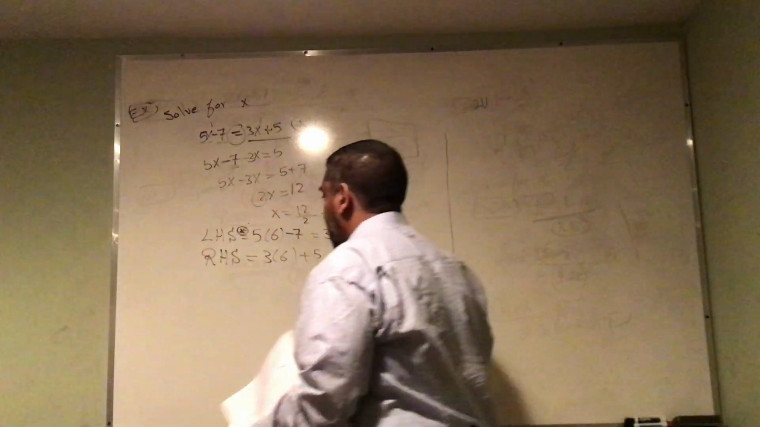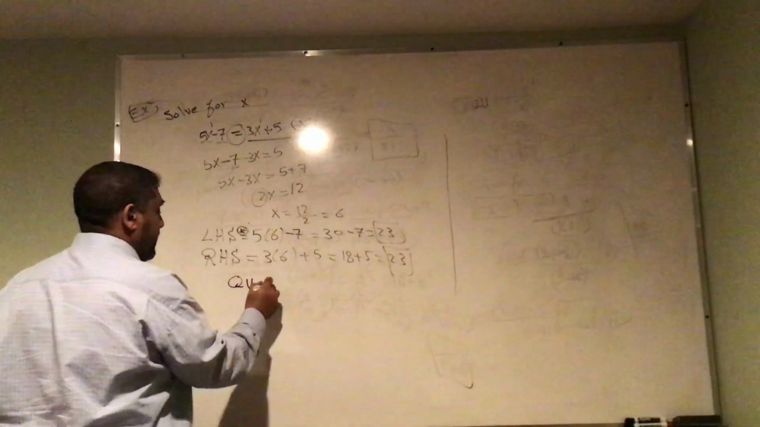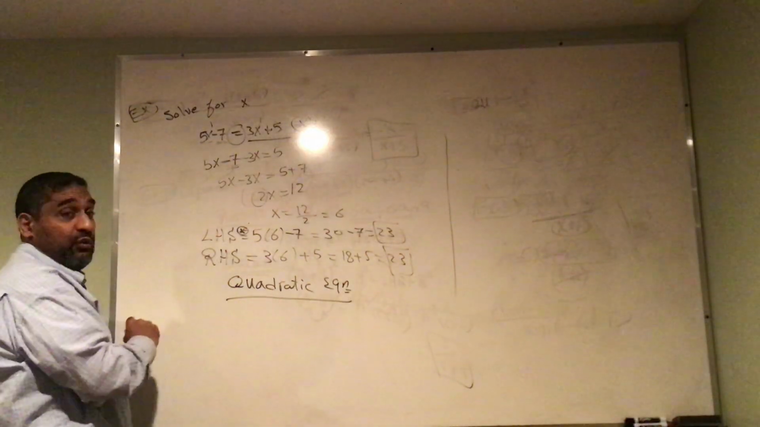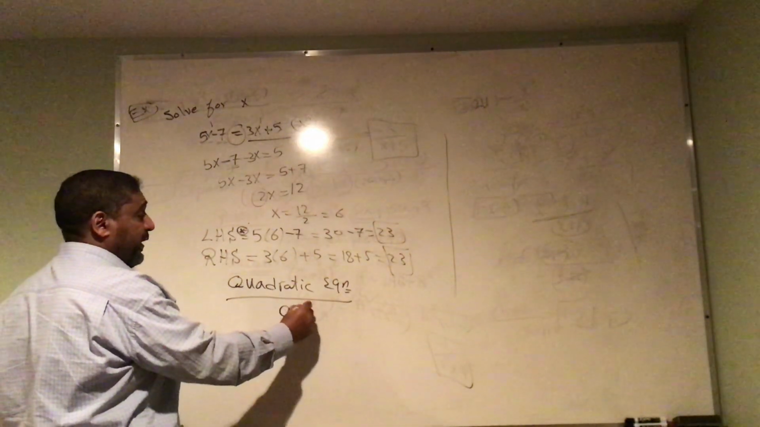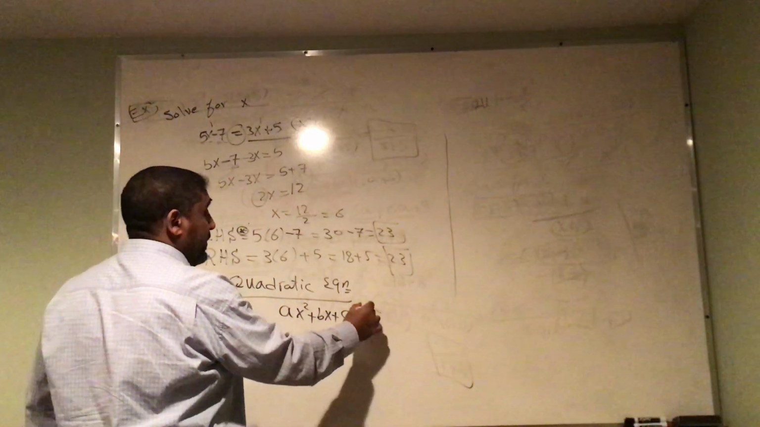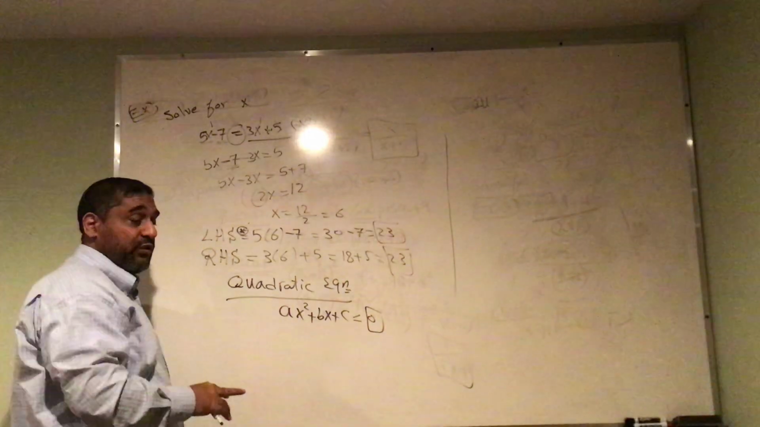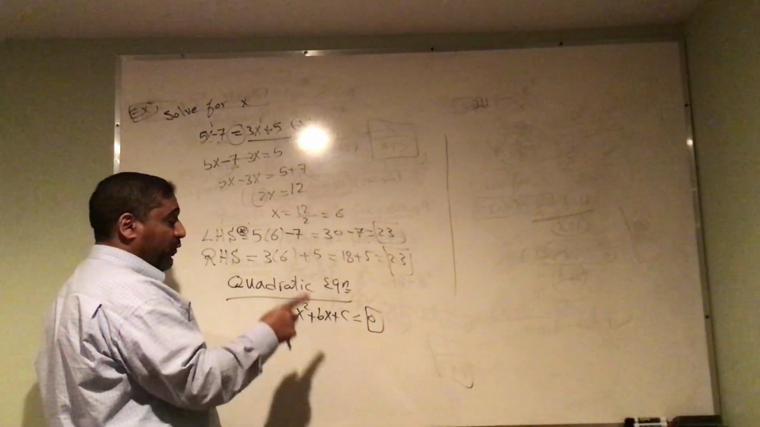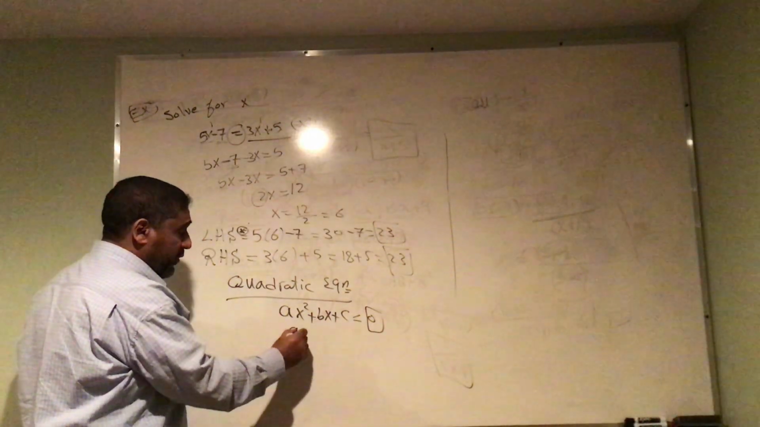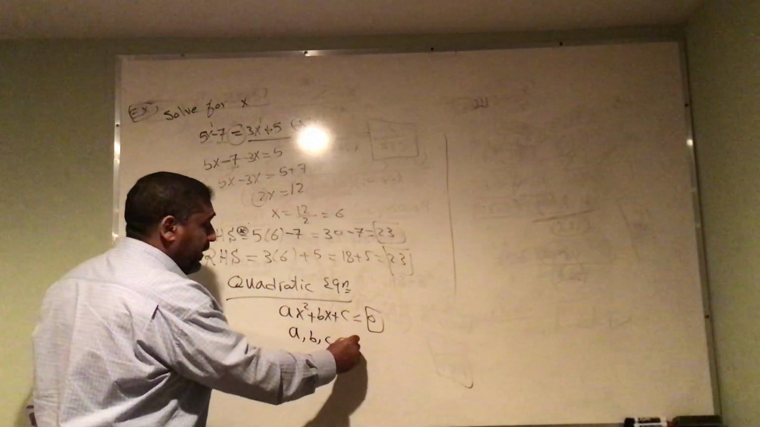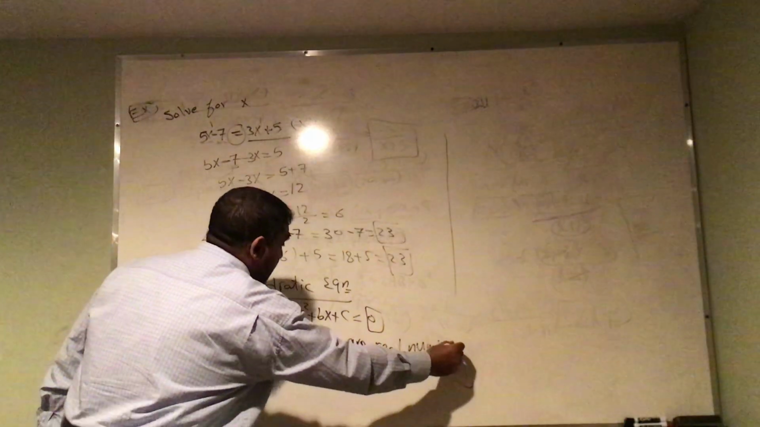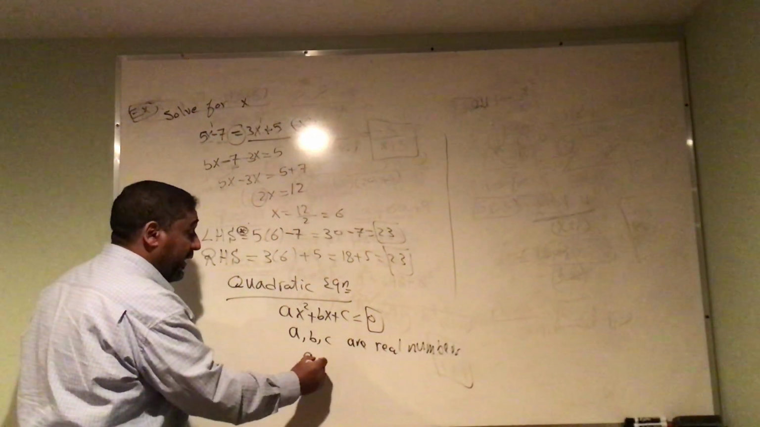So what do you have? Quadratic equation, guys. What is quadratic? A quadratic equation is ax squared plus bx plus c equals 0. You must have 0 here, guys, and that is called a quadratic equation. Your a, b and c are real numbers, all of them just real numbers, could be any numbers. And we require a cannot be 0.